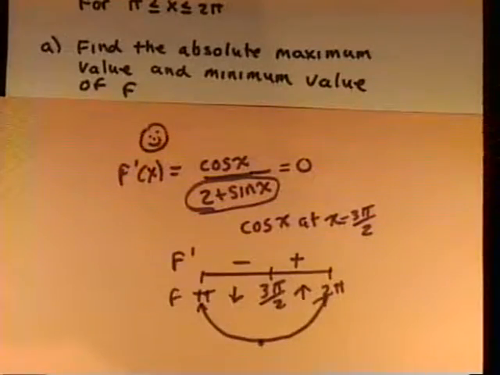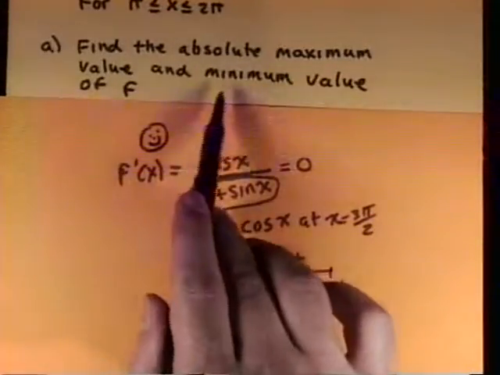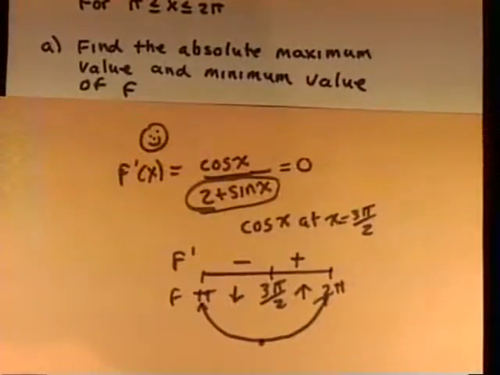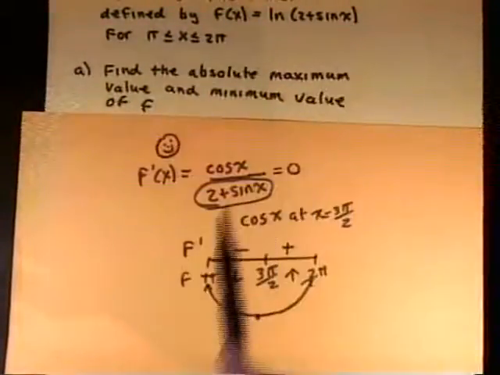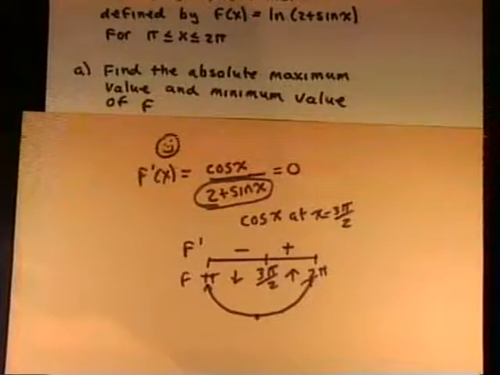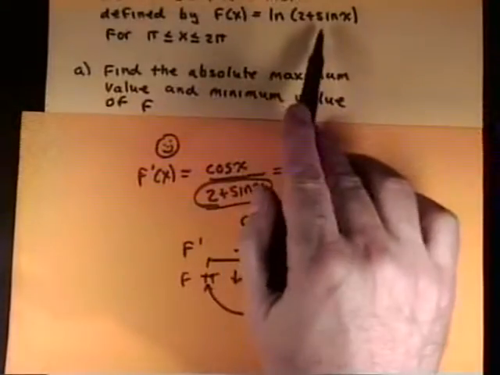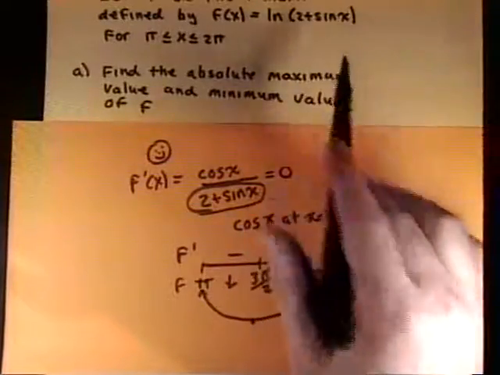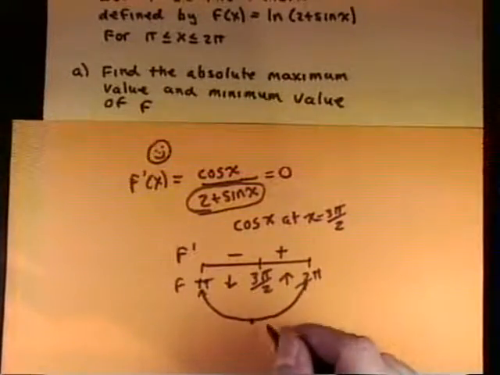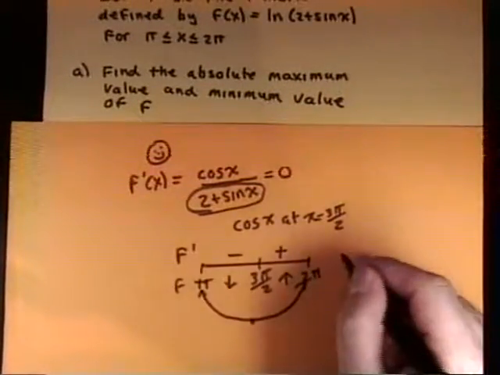Well, we know at the x value, to find the y value, we'd have to plug it back into the original equation. We'd have to plug in 3 pi over 2. What's sine of 3 pi over 2? It's -1. So it's 2 plus -1, which is 1. The natural log of 1 is equal to what? 0. So the absolute minimum is 0.